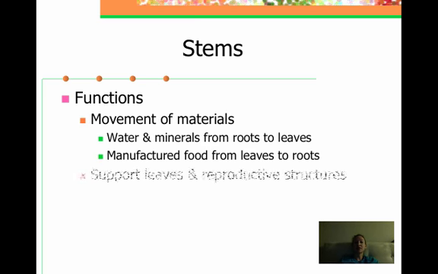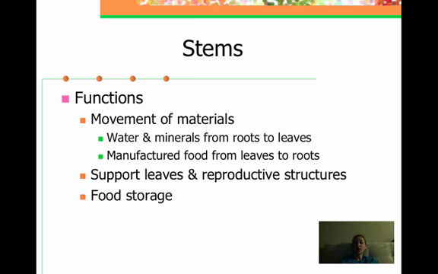Alright, so yesterday we talked about the leaves, and the second part we're going to talk about are the stems. The main function of the stems is to move materials. So what materials do we move inside a plant? We move water, and we move minerals, and we move food. Basically, your roots are going to soak up water and minerals, and they have to be moved up the plant to the other parts like the leaves and the flowers.